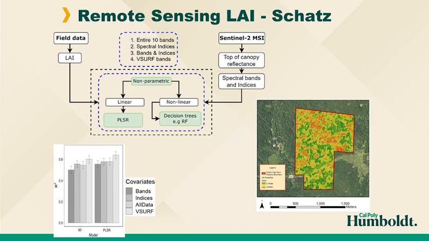And what you can see here basically is that a method called VSEF, which is variable selection for random forest, actually provided us with the best result in estimating leaf area index in the Shorts. And then we used that best performing model to map leaf area index that is shown on that particular map. So this is one method that can be used in mapping EBVs in a forest.